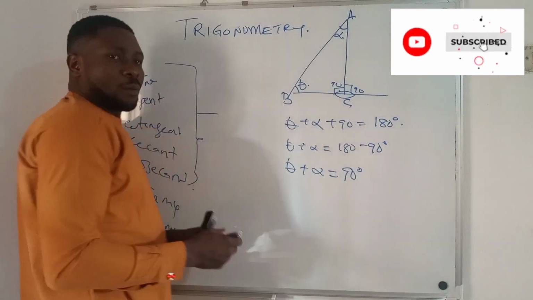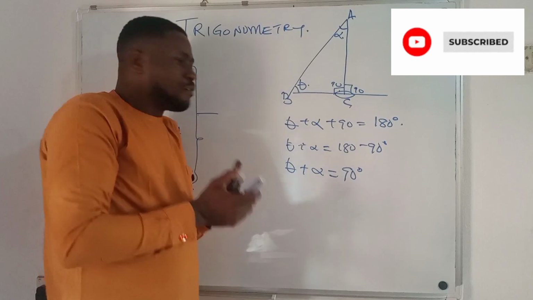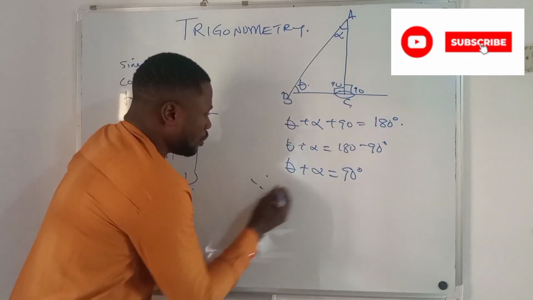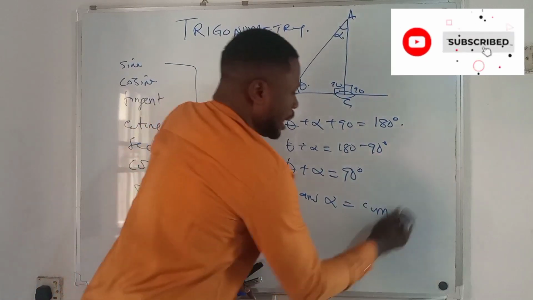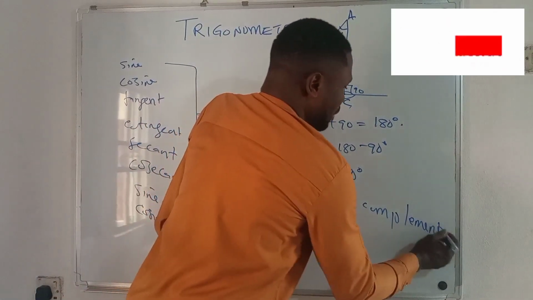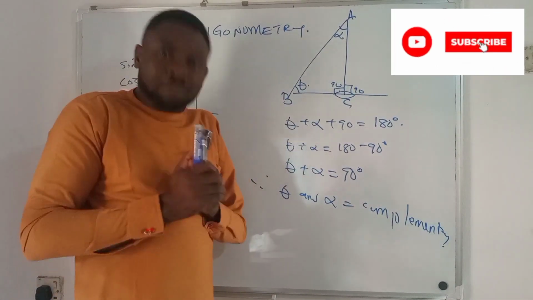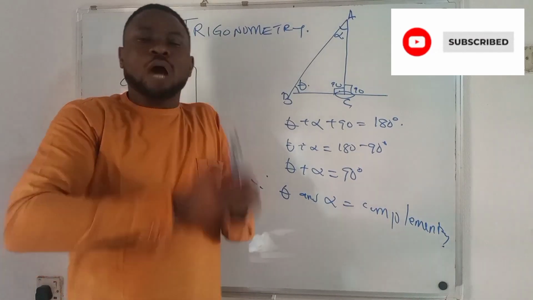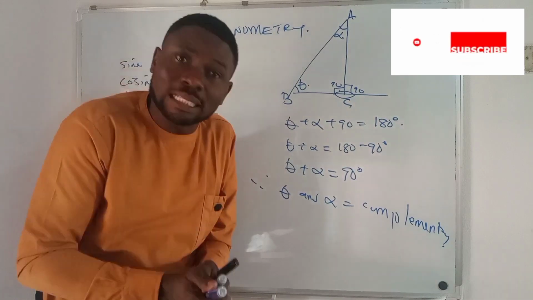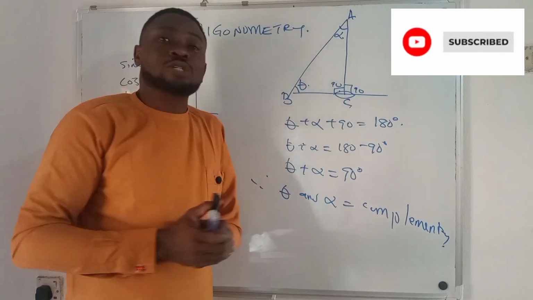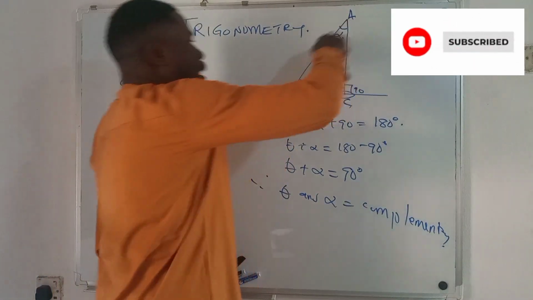90 degrees. Now, because theta and alpha have summed up to give us 90 degrees, we say therefore theta and alpha are complementary angles. Complementary angles are angles that, when added together, give you 90 degrees. So when you have two angles and you add them together and you get 90, that means those two angles are complementary angles.